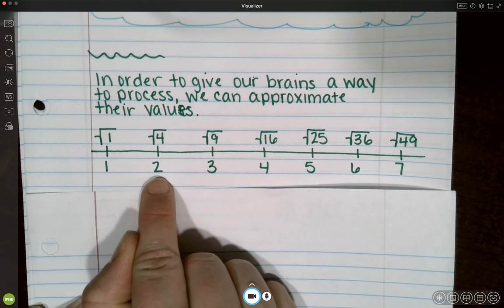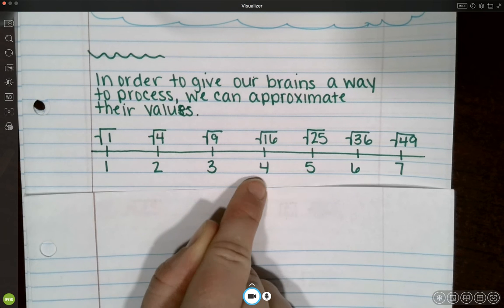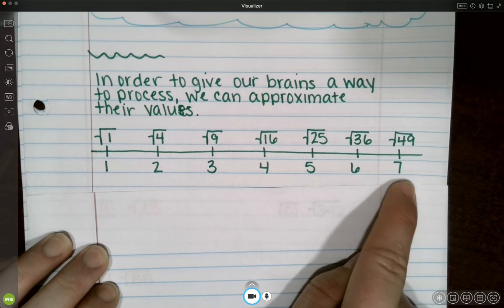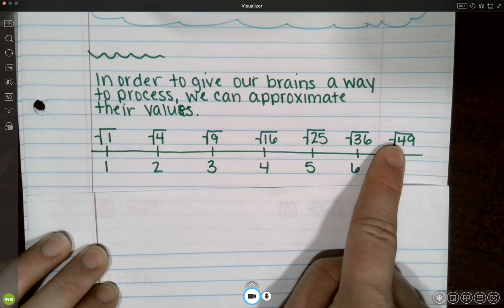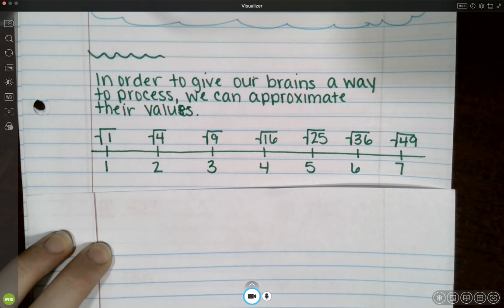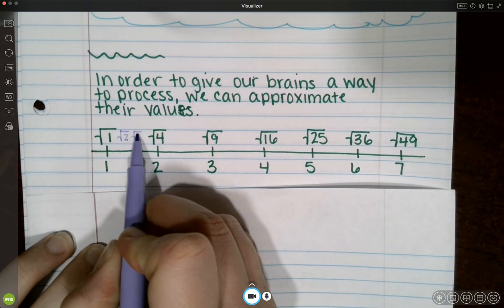So the number 2 is the square root of 4. The number 4 is the square root of 16. The number 7 is the square root of 49. Okay, so what this also means is that there are values in between here. So for instance, I have the square root of 2 and the square root of 3.